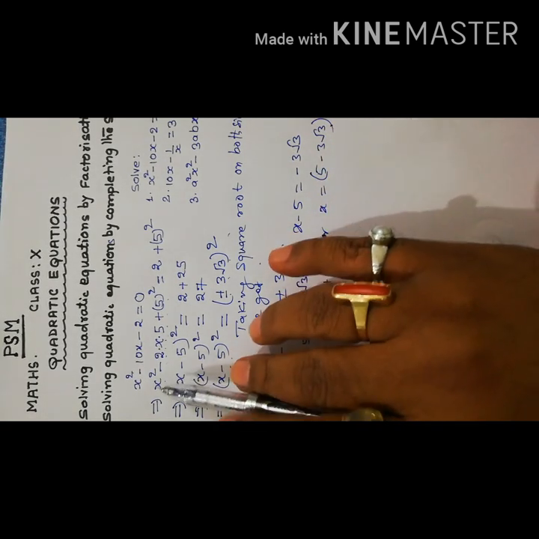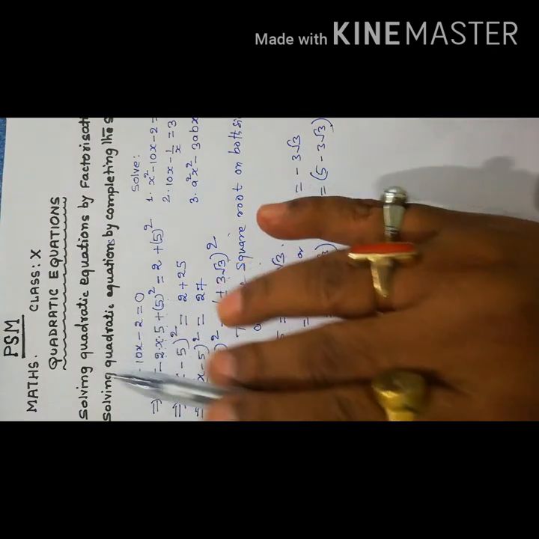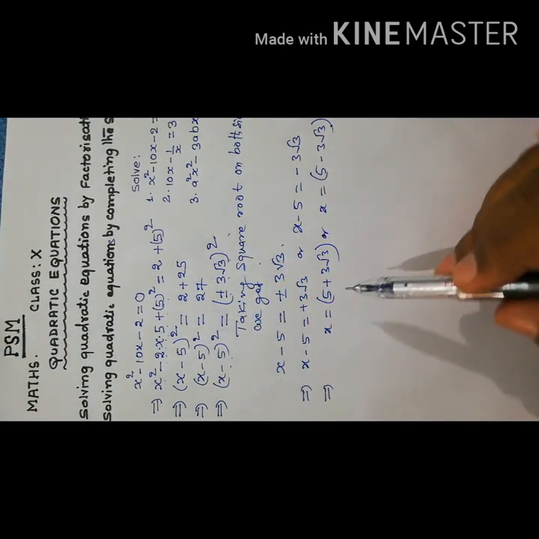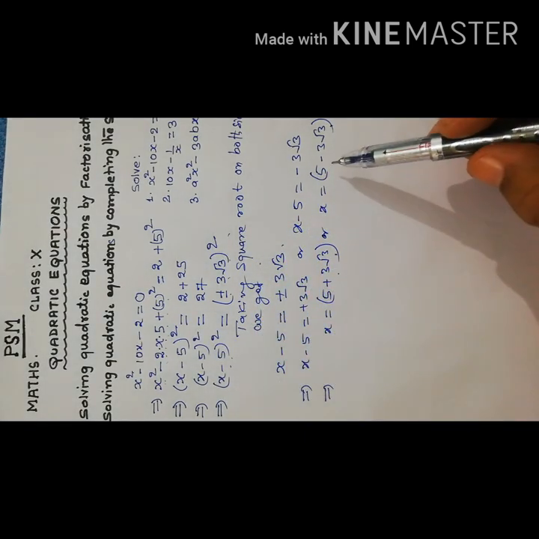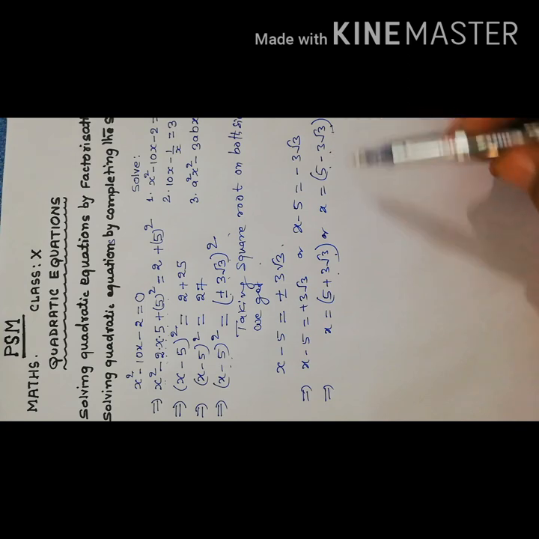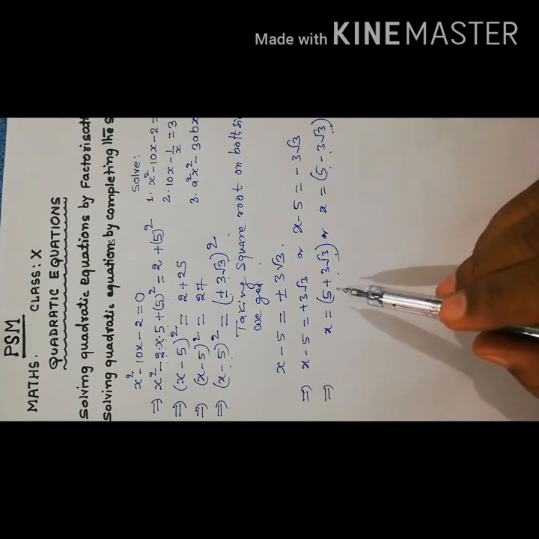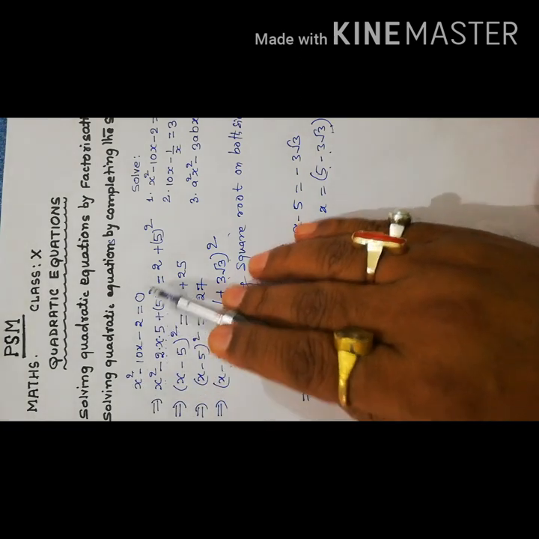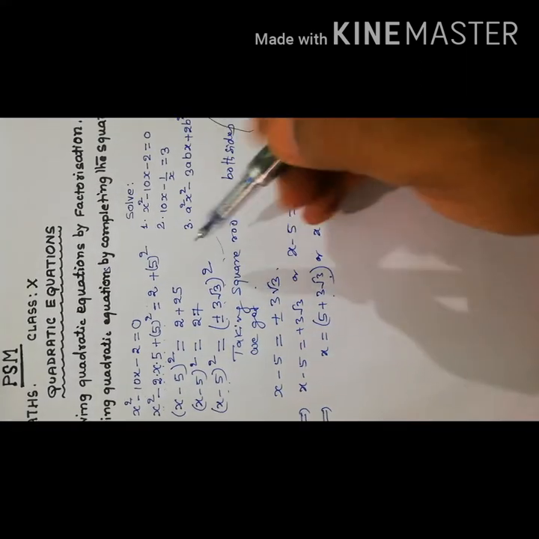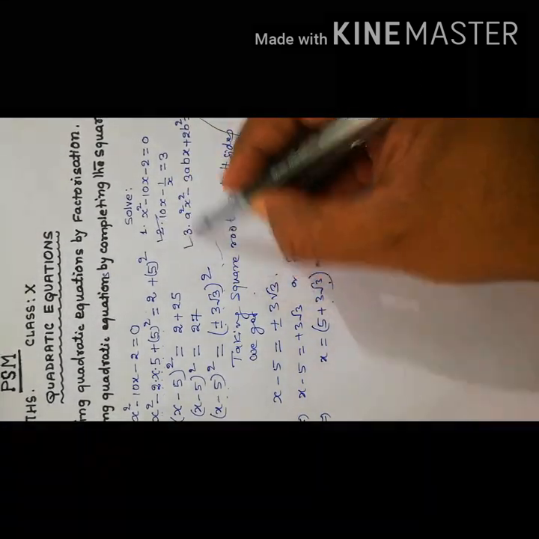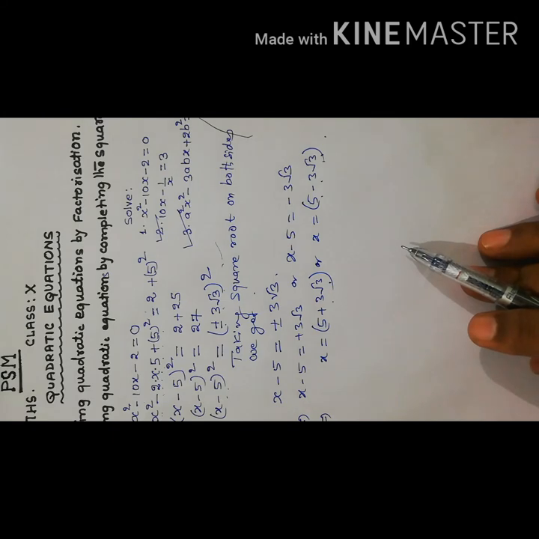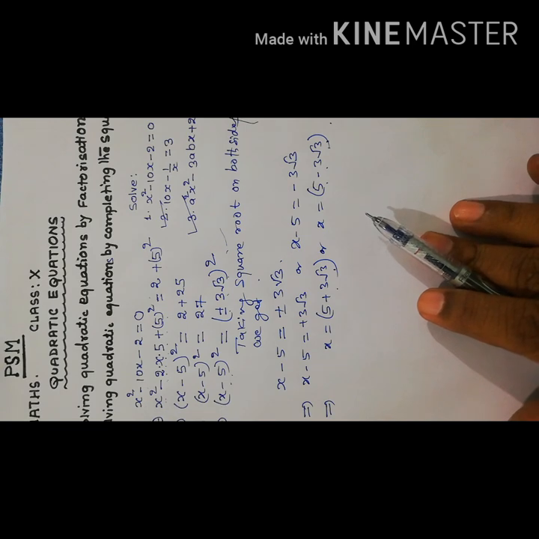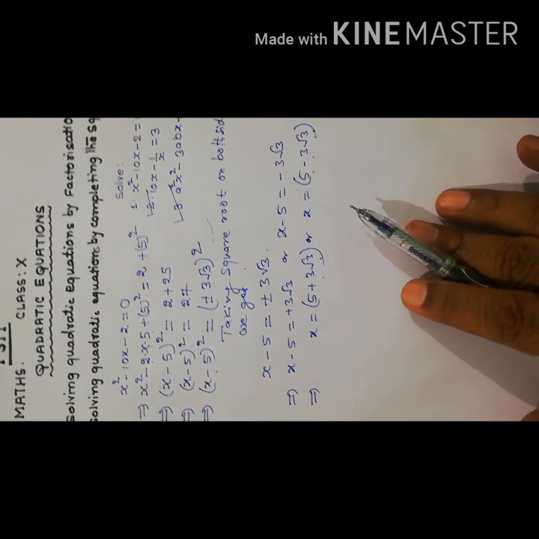In this way, by changing this quadratic equation into a square form, we can find the value of x. So 5 plus 3 root 3 and 5 minus 3 root 3, these are the roots of this given quadratic equation x square minus 10x minus 2 is equal to 0. In this way, you have to do the second question and third question. This is the method to solve quadratic equations by completing the square.